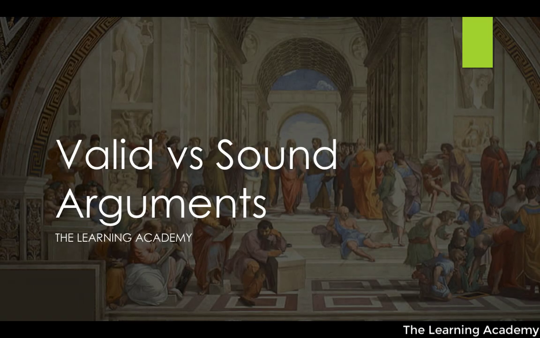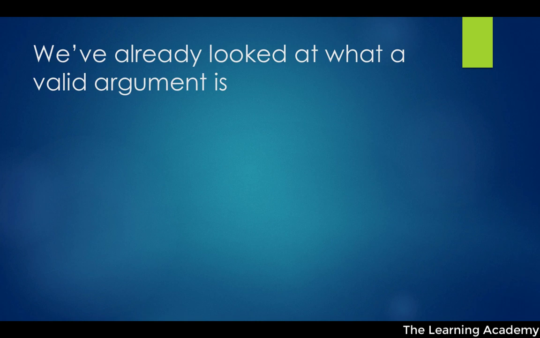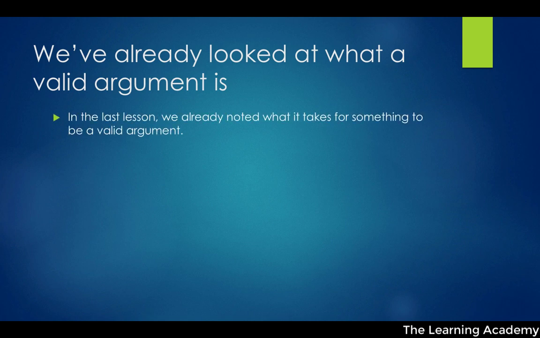As we touched upon in the last lesson, there is a distinction between a valid argument and a sound argument. So what we're going to do in this lesson is look at what this distinction is. We're going to outline the distinction between the two and explain why one argument may be valid and why another argument may be sound. So we already noted what it takes for something to be a valid argument.